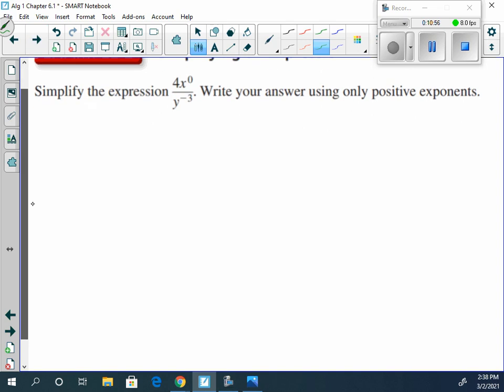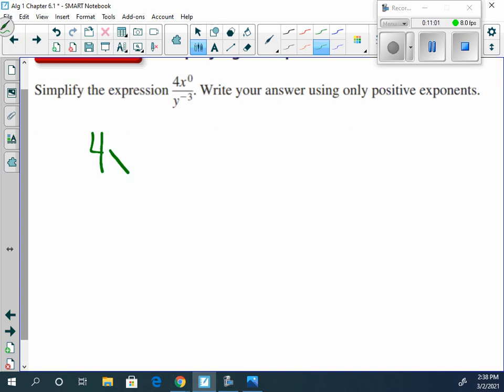Simplify the expression. Write your answer using only positive exponents. So we have 4x to the 0 over y to the negative 3. Well, we have two things that we're going to do. One of them is, we can only have this with positive exponents. Do we have any negative exponents? Well, yes. We have y to the negative 3. So if I want to make that exponent positive, what do we need to do?